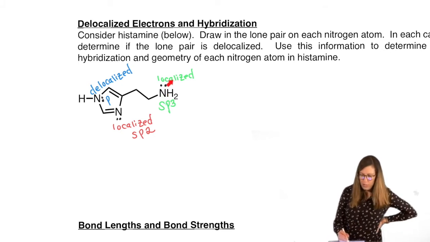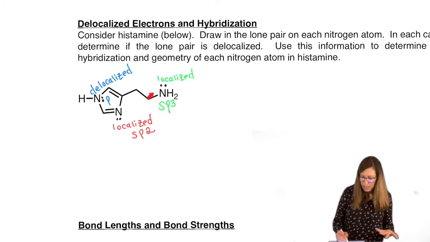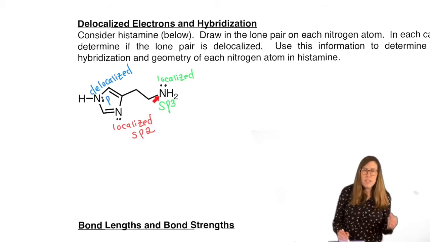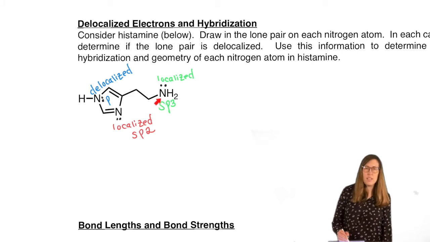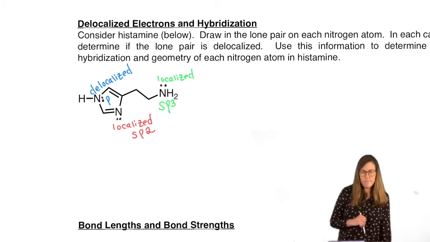So I'm starting with this one, localized. That means I can't do any resonance with it. It's a lone pair that's not next to a pi bond, or an open octet. It's far away from even the rest of the molecule. So there's 4 electron groups on this nitrogen, so it's got to be sp3 hybridized, which means all lone pairs or bonding pairs are in sp3 hybrid orbitals. So that lone pair is in an sp3 hybrid orbital.